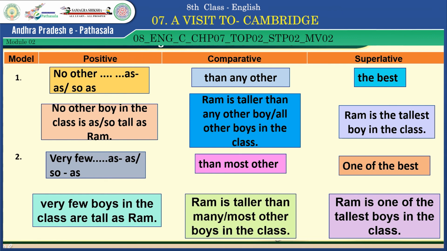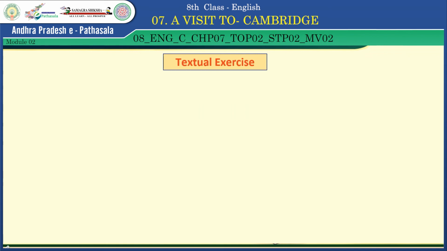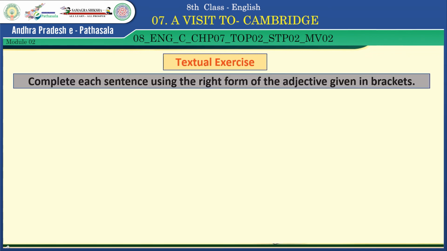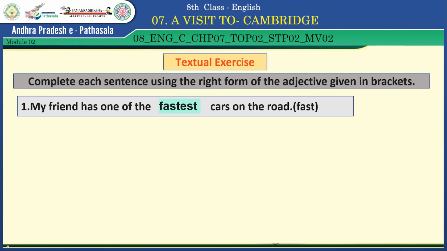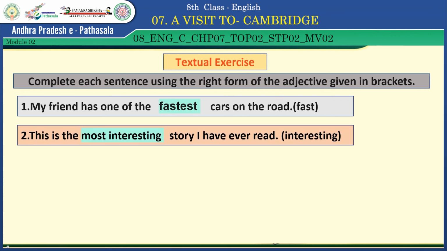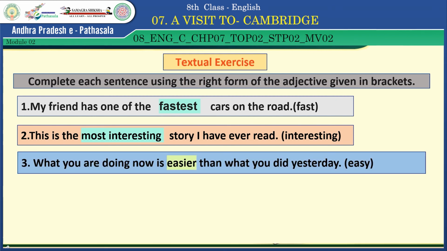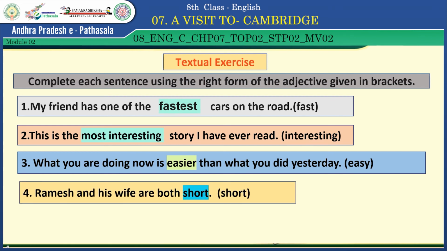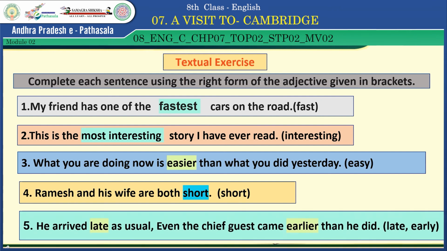Children, shall we complete this exercise? Textual exercise. Complete each sentence using the right forms of the adjectives given in brackets. First one. My friend has one of the fastest cars on the road. This is the most interesting story I have ever read. What you are doing now is easier than what you did yesterday. Ramesh and his wife both are short. He arrived late as usual. Even the chief guest came earlier than he did.